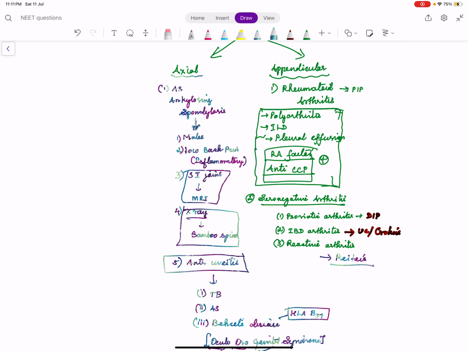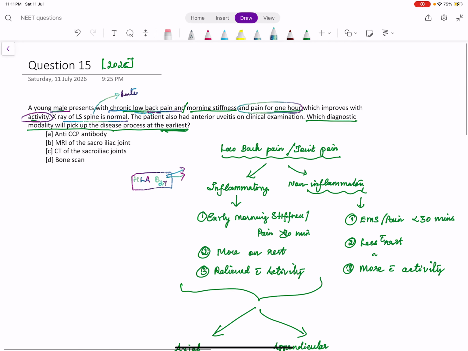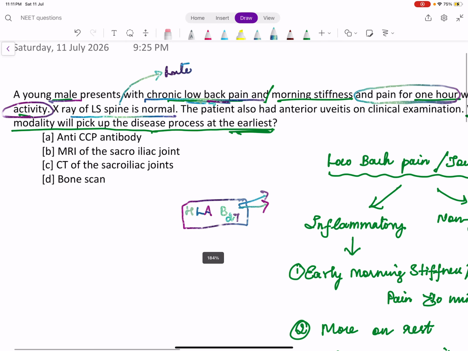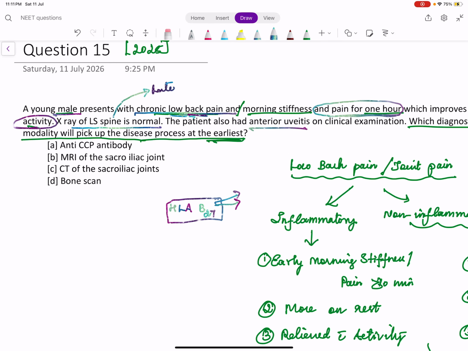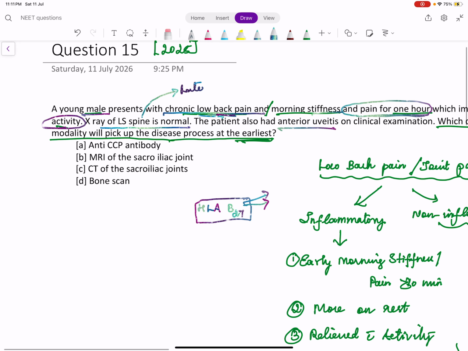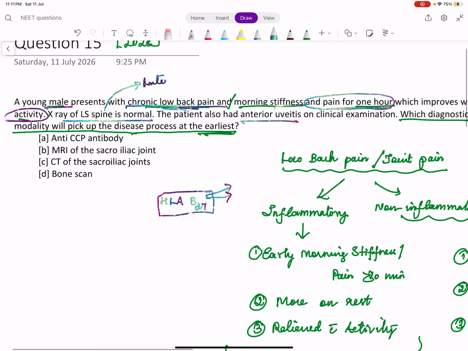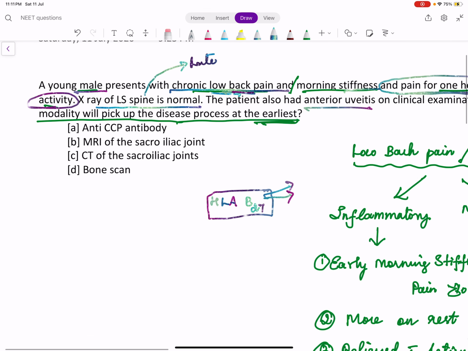I think this will summarize most of the important questions in rheumatology and back pain. So we'll discuss the options now. Anterior uveitis, early morning stiffness, back pain: this mostly comes to ankylosing spondylitis. Which modality will pick up earliest? MRI. So will anti-CCP help? No, because anti-CCP is the investigation of choice for rheumatoid arthritis. This is actually seronegative arthritis, so anti-CCP will be negative. MRI of the sacroiliac joint is the answer.